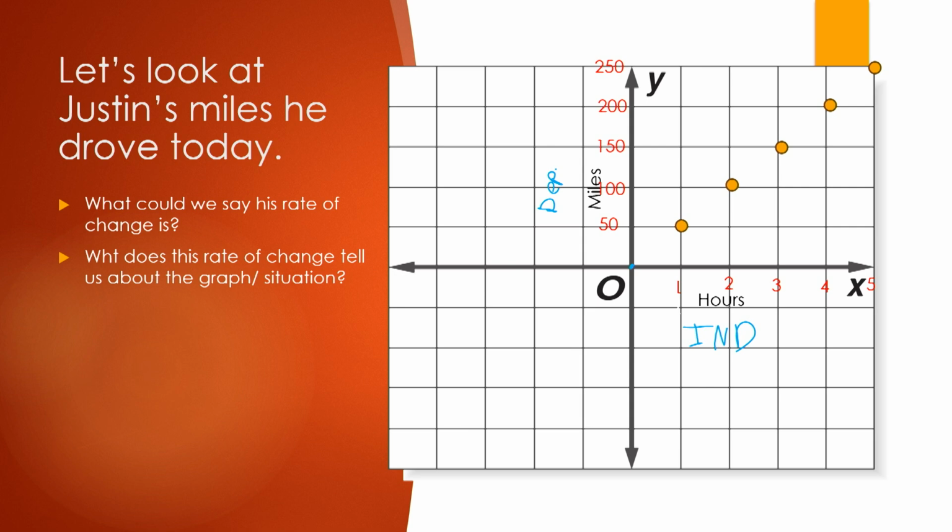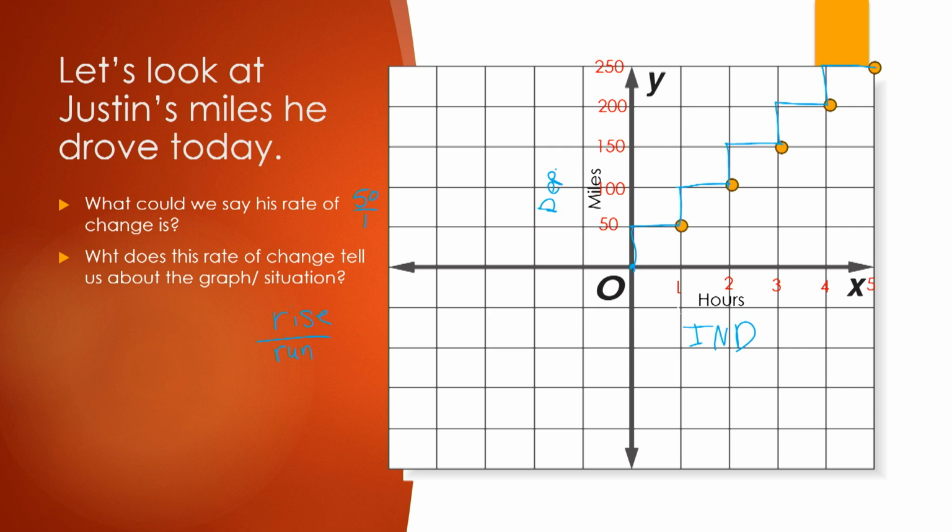So what could I say that his rate of change is? My rate of change, remember, is rise over run. So I go up 50 miles and go over 1 hour. I go up 50 miles and go over 1 hour. So I could say that my rate of change is 50 over 1.